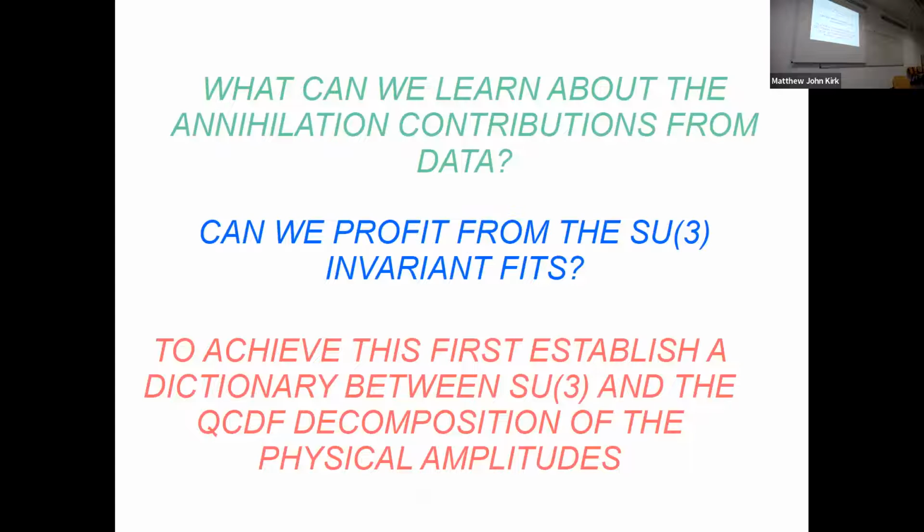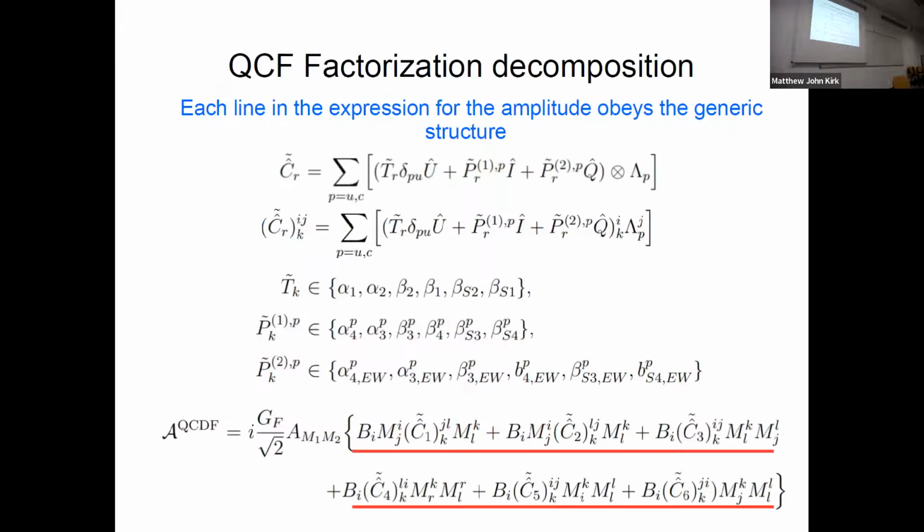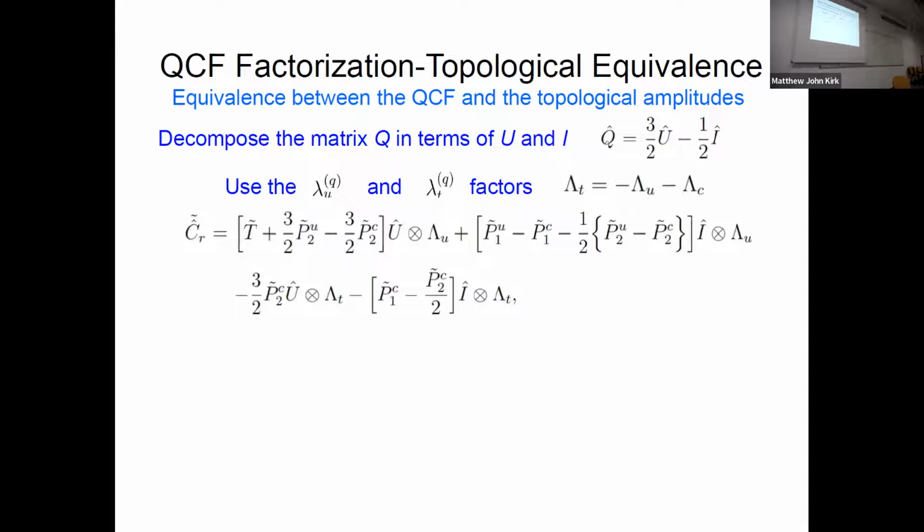Okay, so then what can you do? The idea is to profit from the fits we used before to get information on these annihilation contributions. That's the idea of this project. The first thing you have to do is to establish a dictionary between all these SU3 topological amplitudes and the notation that Martin Beneke and friends are using. So that's what we did.